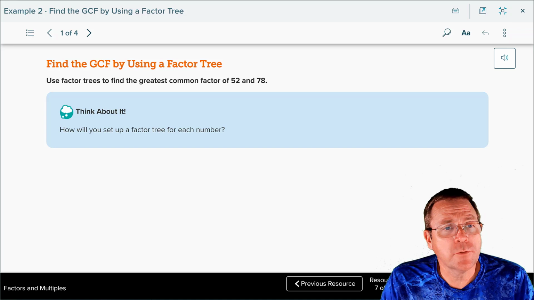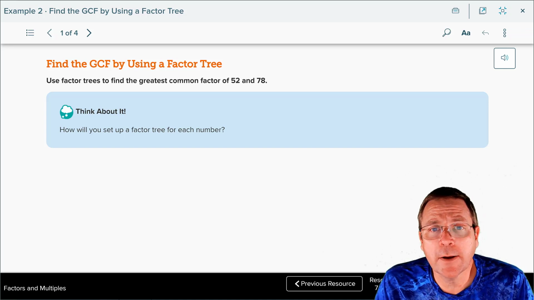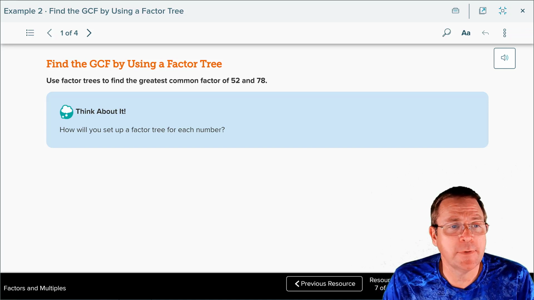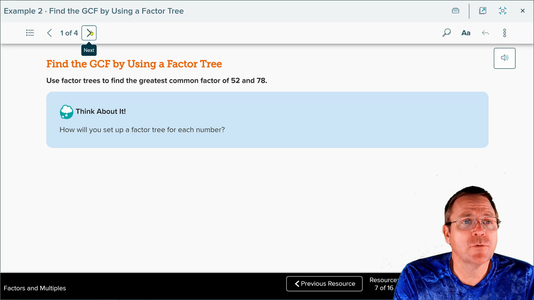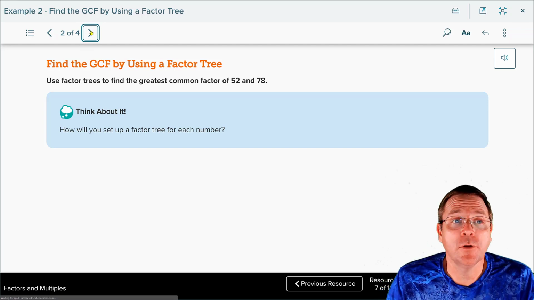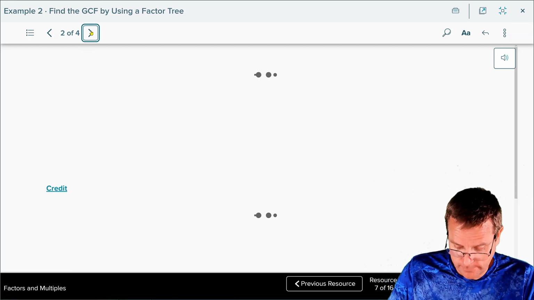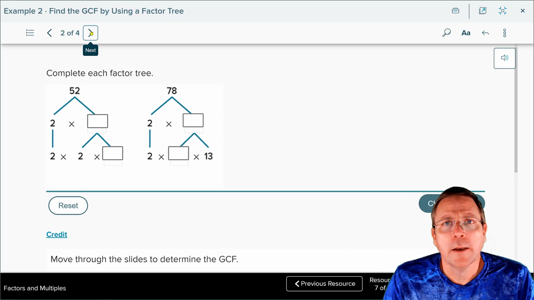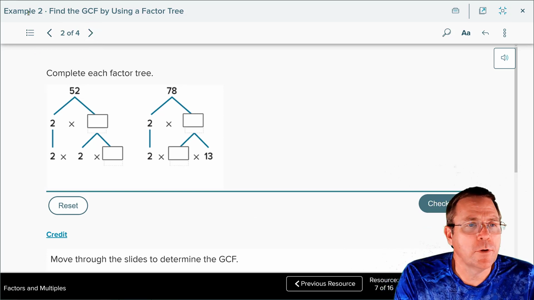It says use factor trees to find the greatest common factor of 52 and 78. And it says think about it. How will you set up the factor tree for each number? Well, if it's me doing it, I won't. I'm going to use upside down division. Now this should bring some flashbacks for you.